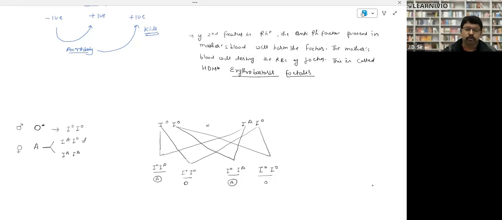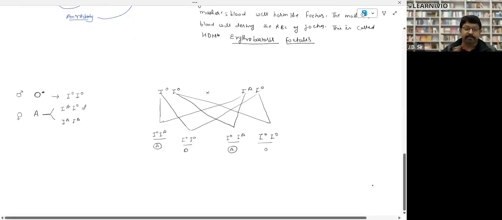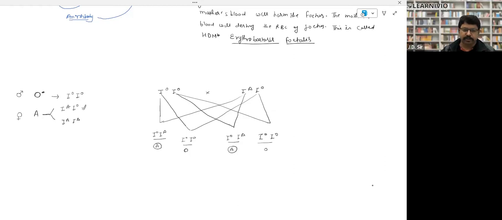O. So if my mother is heterozygous A, in this first situation, 50% of my brothers will have probability of A blood group and 50% chances to be O blood group. Clear? Yes, sir. So none of us will have B blood group or AB blood group, right?